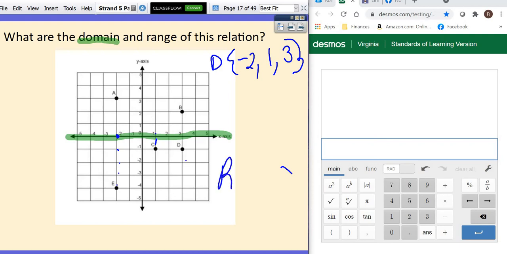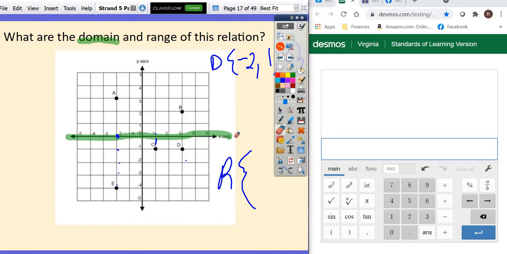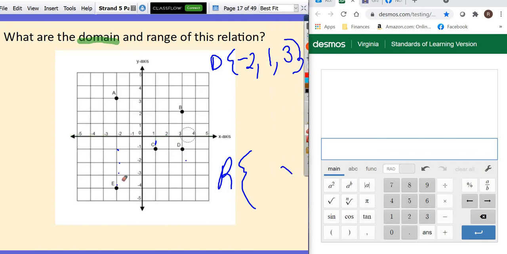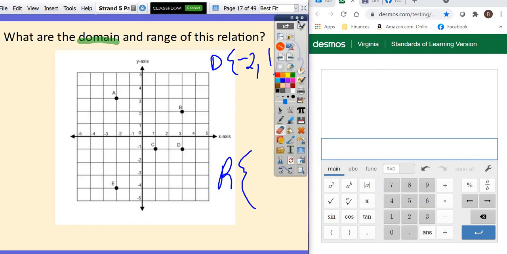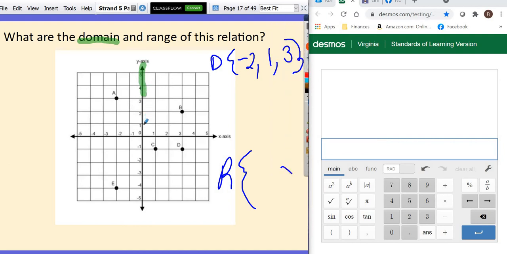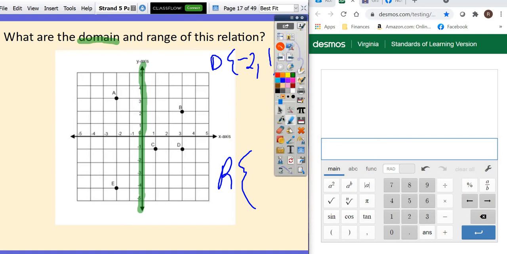Now, if I was finding the range of this, which means I have to find my y values, the first thing I need to do is get my eraser so I can get rid of what I did here. I highlighted the x-axis when I was looking for domain, but now I'm looking for range. Okay? If I'm looking for range, that means I am going to highlight my y-axis. And instead of going left to right like I did with domain, I'm going to go top to bottom. That way they're already in order.